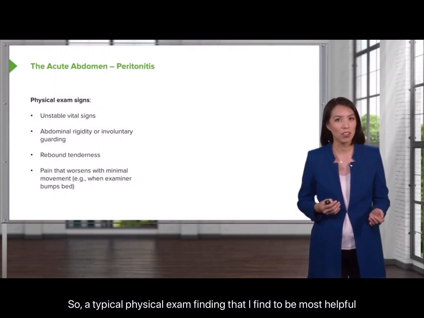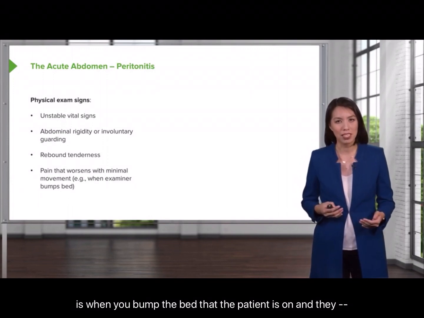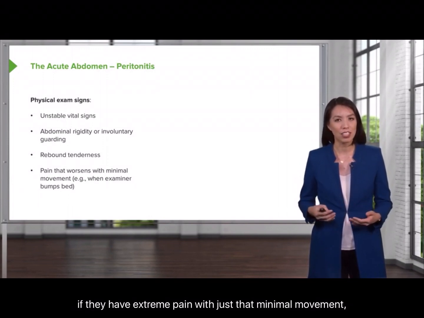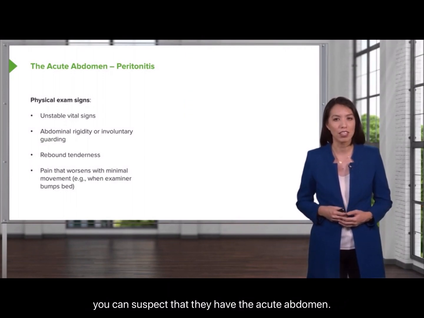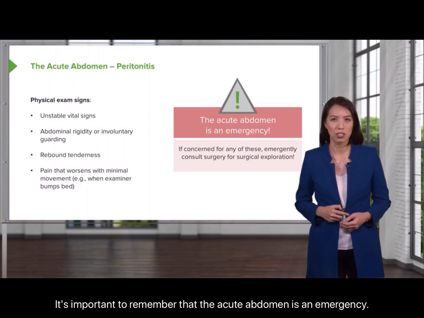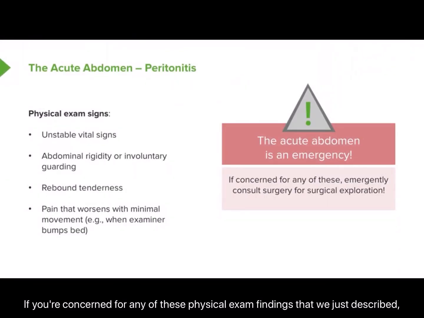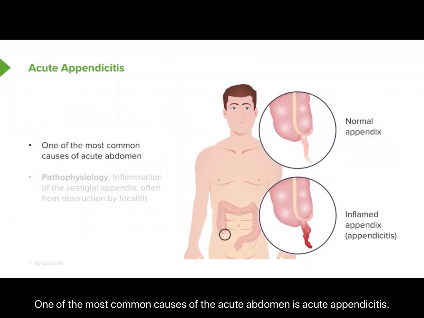So a typical physical exam finding that I find to be most helpful is when you bump the bed that the patient is on, and if they have extreme pain with just that minimal movement, you can suspect that they have the acute abdomen. It's important to remember that the acute abdomen is an emergency. If you're concerned for any of these physical exam findings that we just described, you should emergently talk to surgery for surgical exploration.